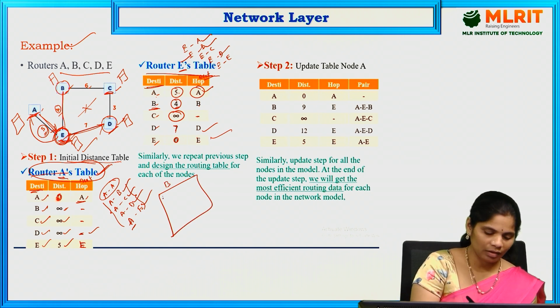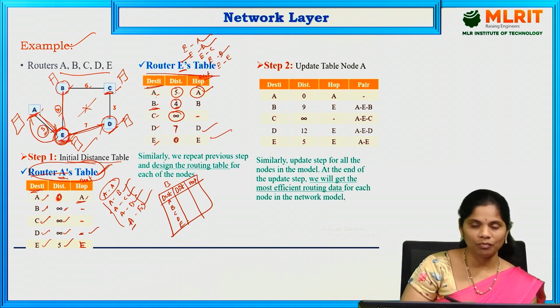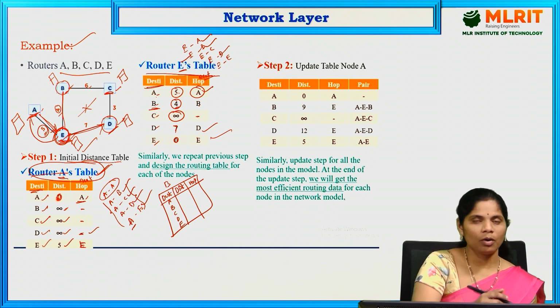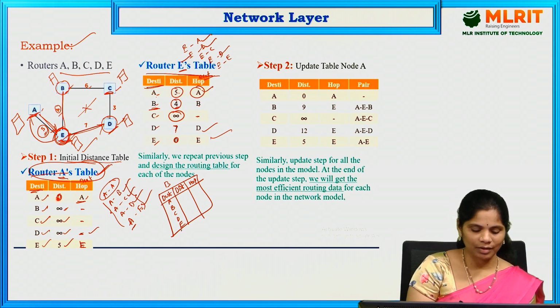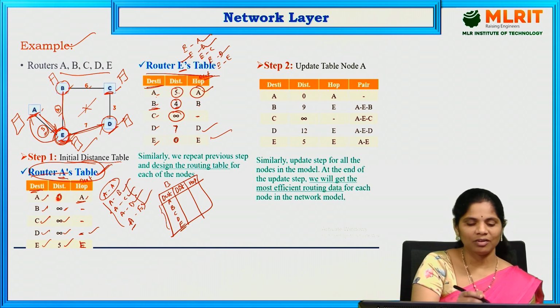So here is the destination. Here is the distance. And here is the next hop. So from B to A, B to B, B to C, B to D, B to E we are going to find. Means here total how many routers are there? 5. That's why we are taking all the routers. From B to all the routers we are finding the shortest path. That is the condition of the routing table.